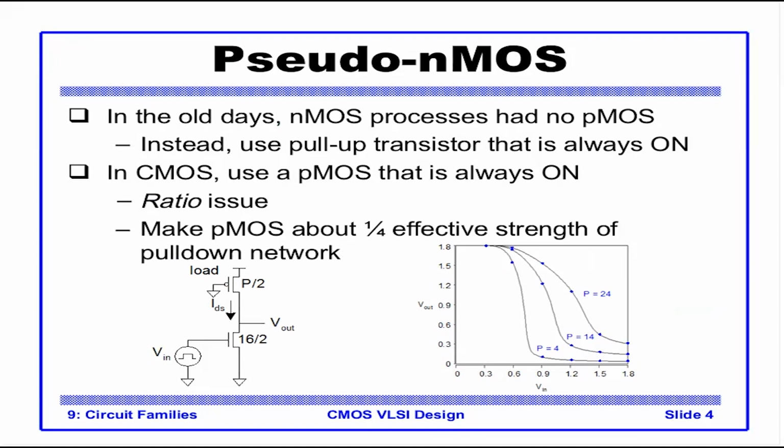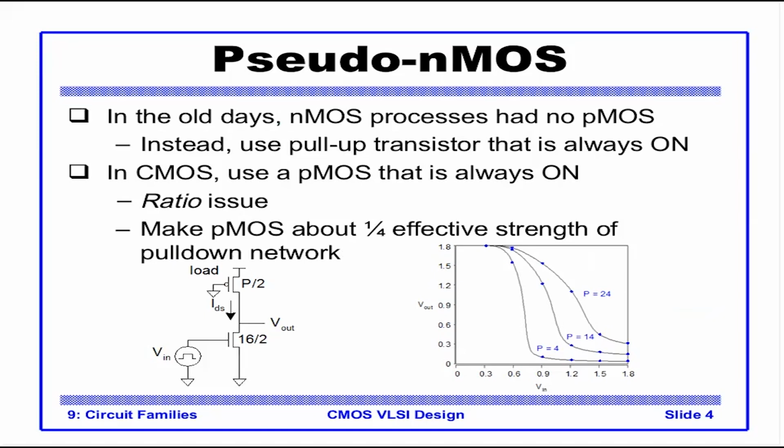So the CMOS was a complementary MOS which has PMOS and NMOS connected together. Pseudo NMOS, on the other hand, has a PMOS which is always on. In older technologies, the NMOS processes had no PMOS, so what was used was a pull-up transistor that is always on.